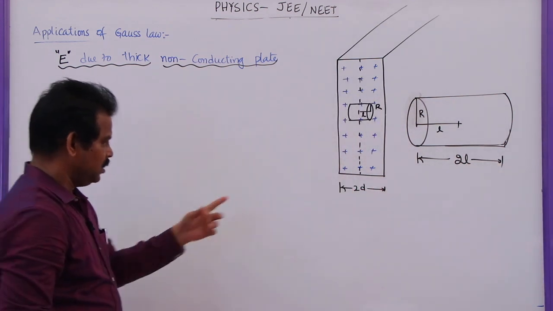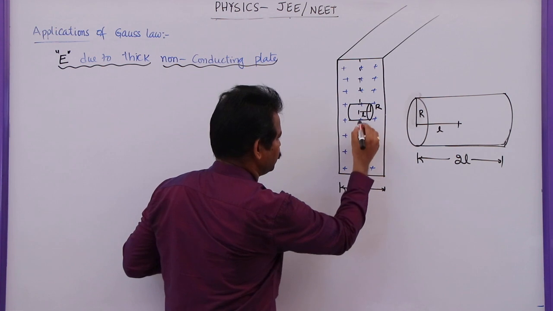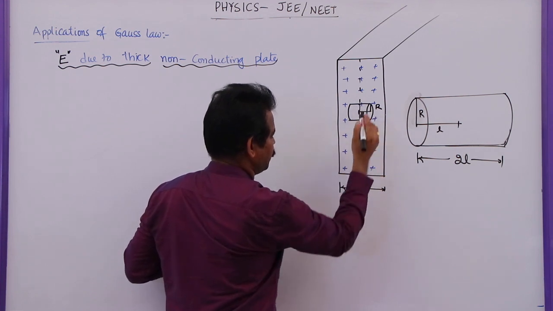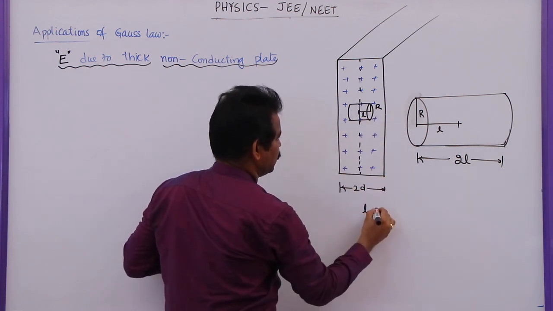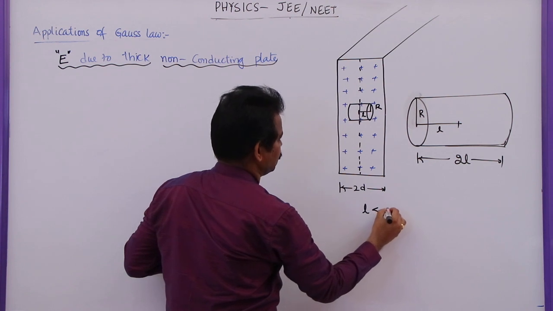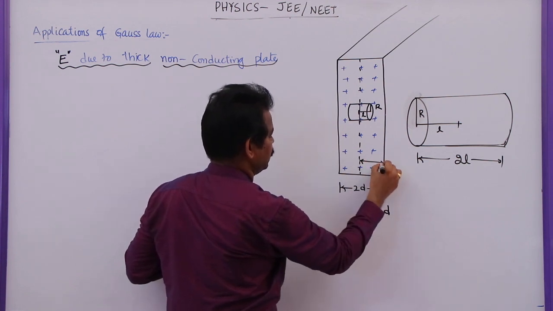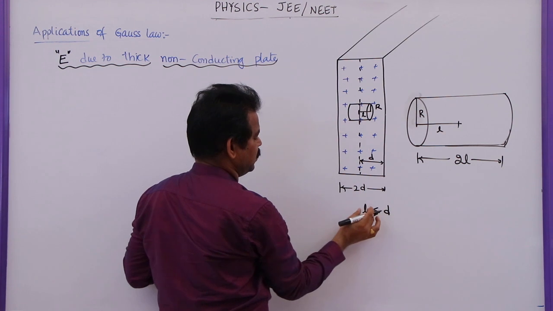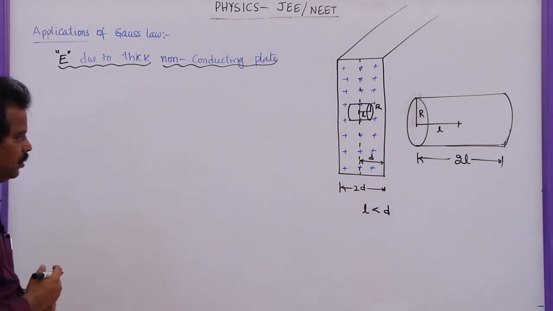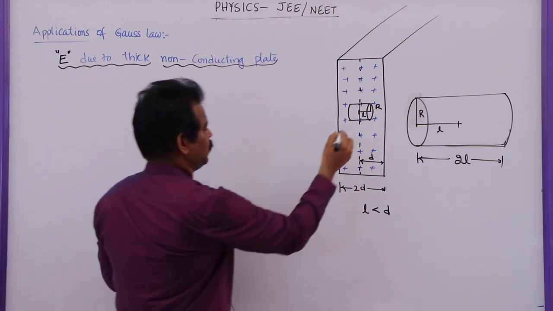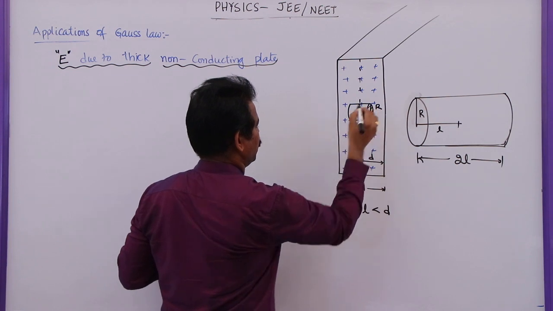Now, here the length of the cylinder on one side, that means half of the length of the cylinder, is less than this D, because this is D and this is L. So L is less than D. Now, I need to find the electric field at this point.